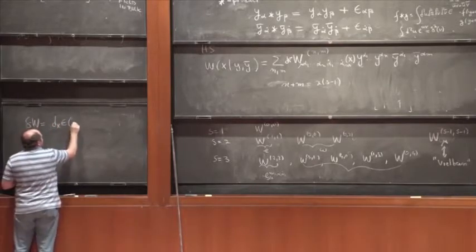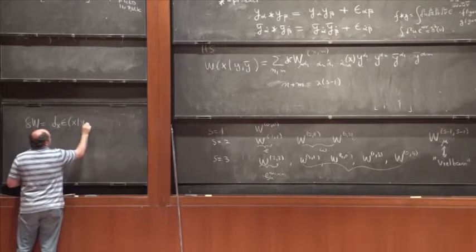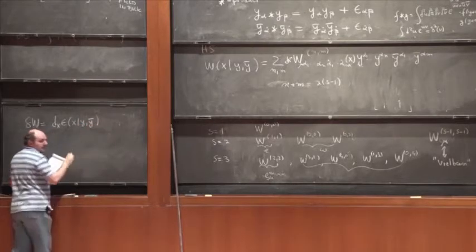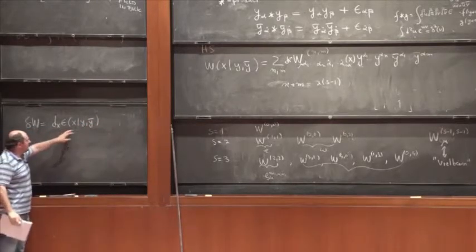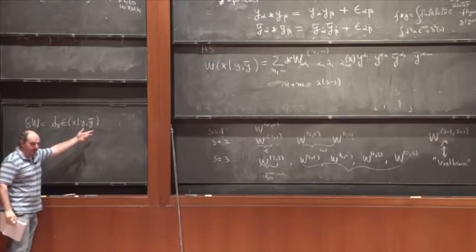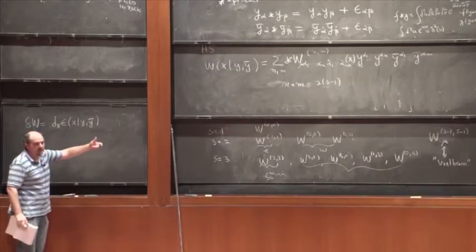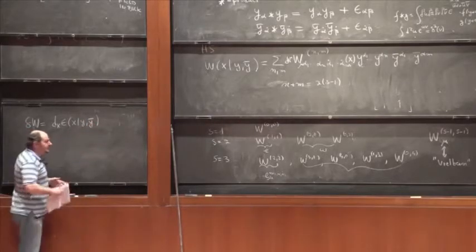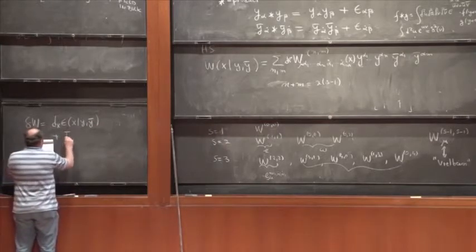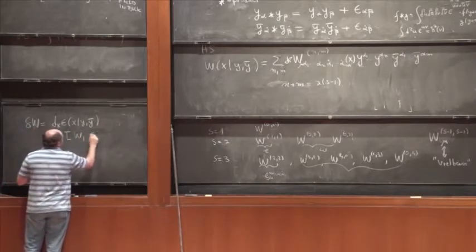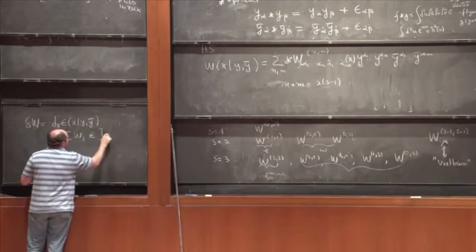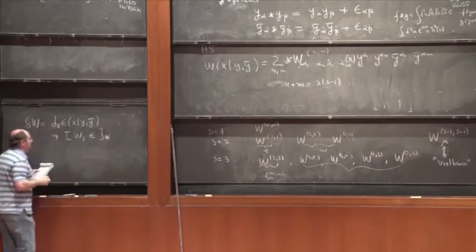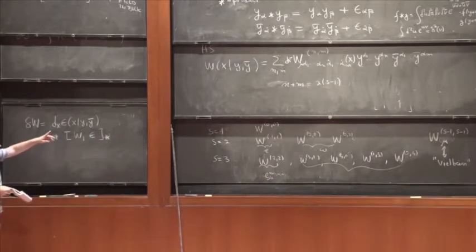You'd have a gauge parameter which itself depends on X and these extra variables, which play the role of the gauge group generators, right? Plus commutator. So this will be the gauge transformation associated with this W.